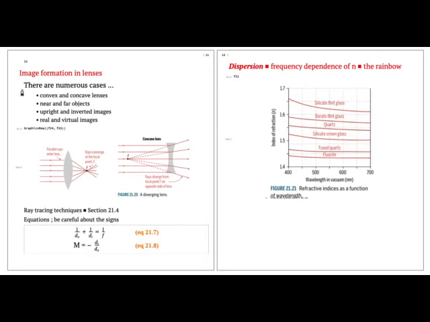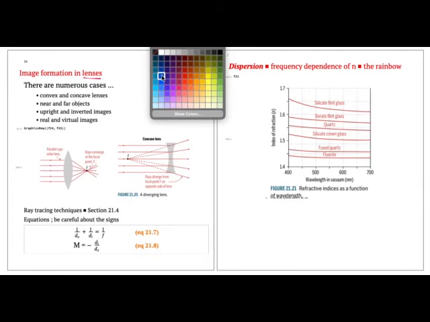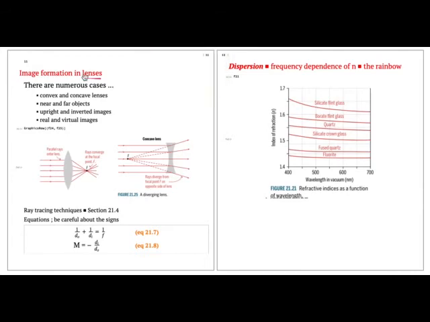Now, just like there's image formation in mirrors, there's also image formation in lenses. A lens is a piece of glass in a certain shape, and light passes through it because it's transparent. But when light encounters the surface, it undergoes refraction. Also reflection, but we're not interested in the reflection. We're interested in the light that goes through the lens.